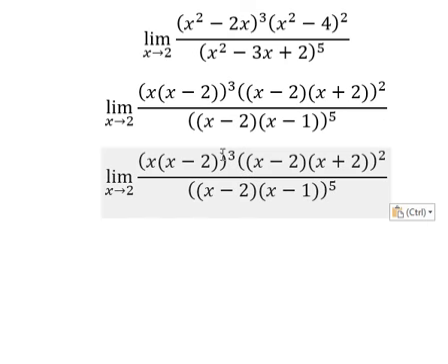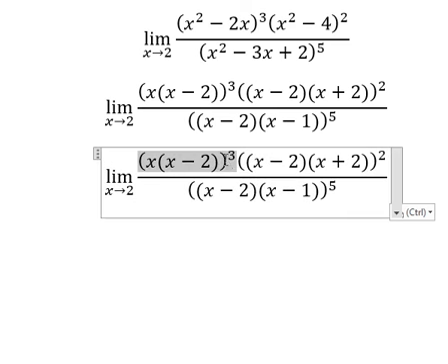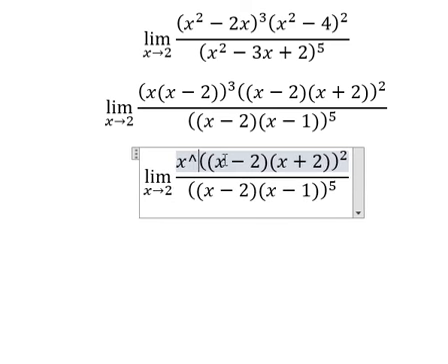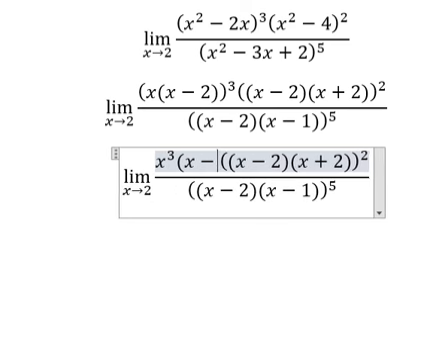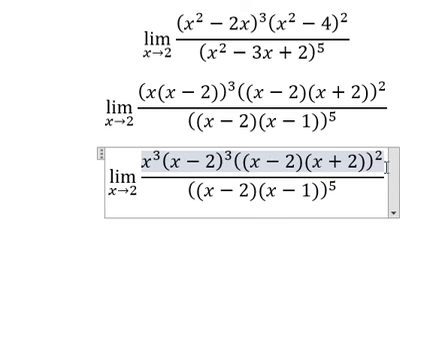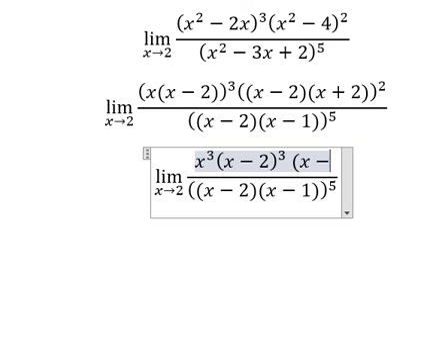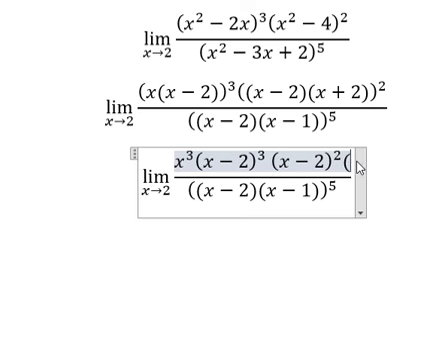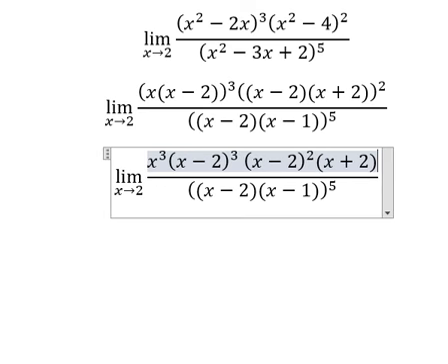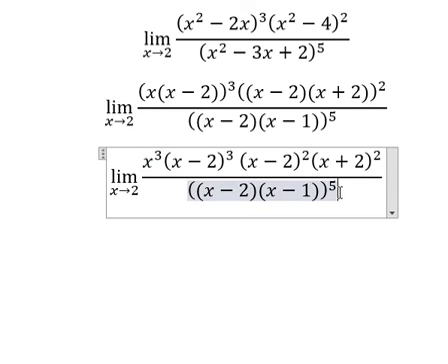So we have number 3 with s and number 3 with s minus 2. So this one you get s to the power of 3, s minus 2 to the power of 3. We have number 2 going here and here. So we get s minus 2 to the power of 2, s plus 2 to the power of 2. And this one we have number 5. So number 5 goes to s minus 2 and s minus 1.